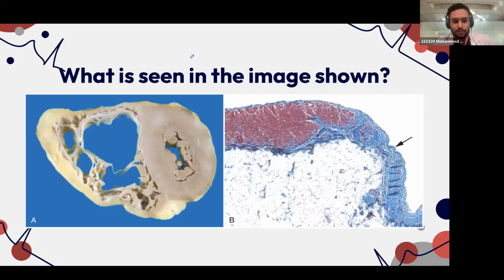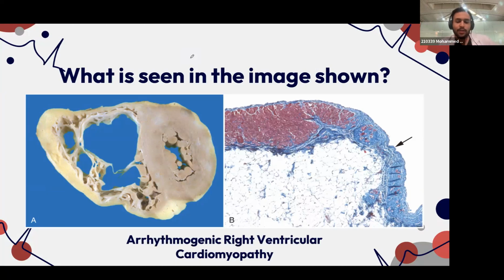Now, what is this one? Okay, good, excellent. This is arrhythmogenic right ventricular cardiomyopathy. Now, this one is associated with a condition. I forgot what it was called, but there's hyperkeratosis in the skin, I think, and in the hair. Naxos syndrome. Thank you. So this is part of Naxos syndrome.